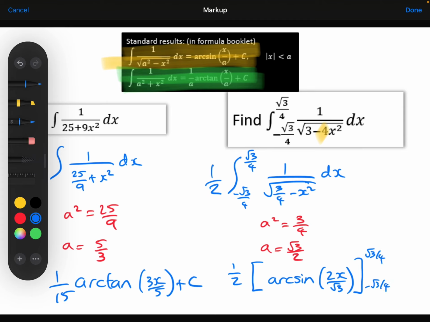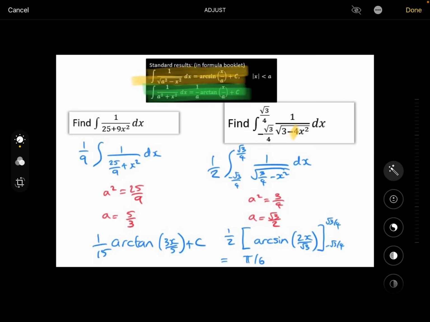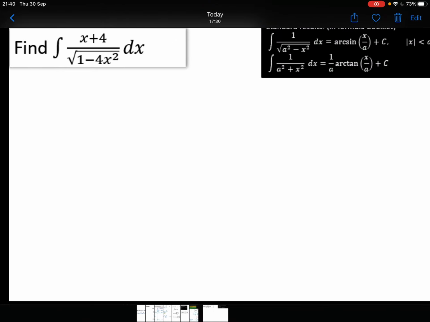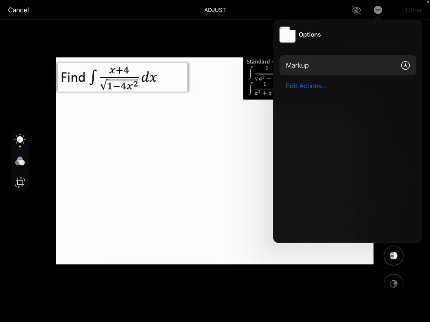And then you can substitute your limits into this and then divide it by 2, and if you work that through, you should get pi over 6 as your answer. Okay, last example.